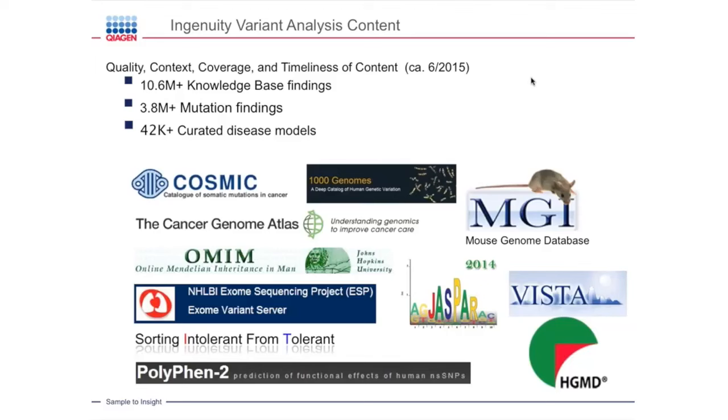For a quick look at the publicly available resources, here are some of the more commonly used ones like COSMIC, TCGA, OMIM. We also provide in silico tools such as SIFT and PolyPhen. And now, as Biobase is also part of the QIAGEN family, we provide access to HGMD for variants in your data set, so you can get more information about what is curated in that database as well.